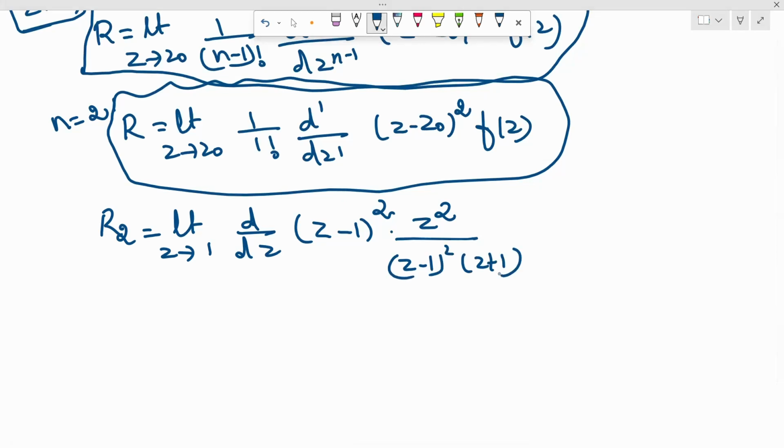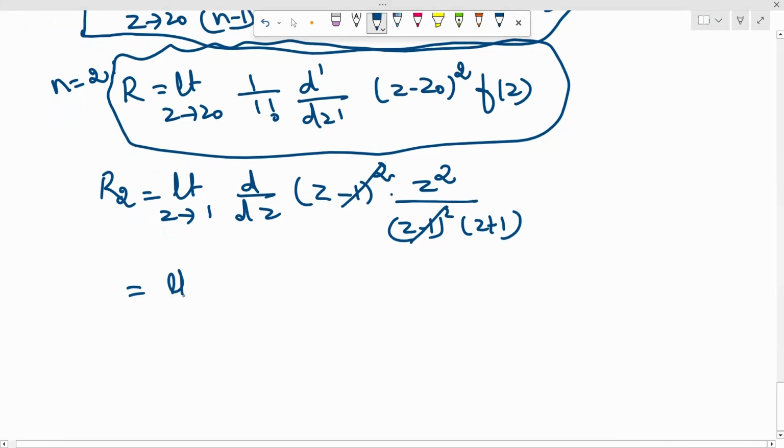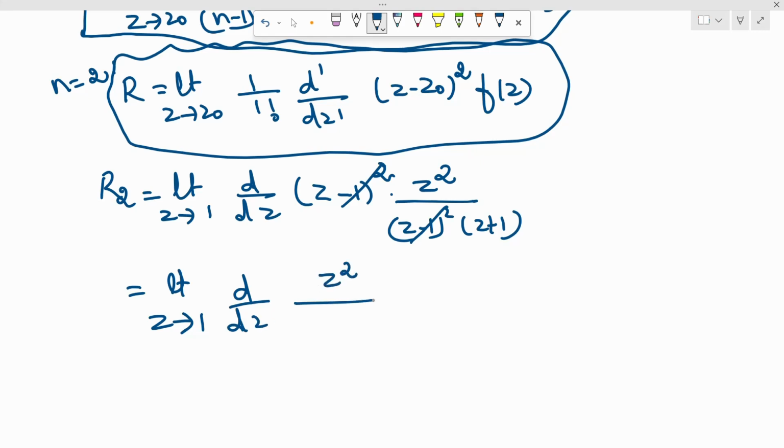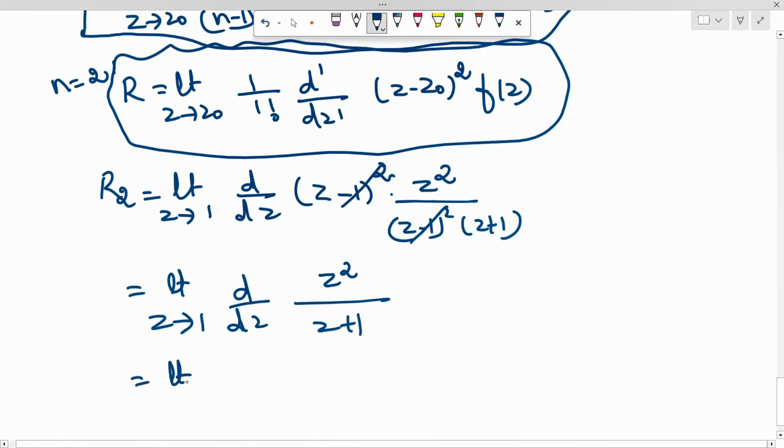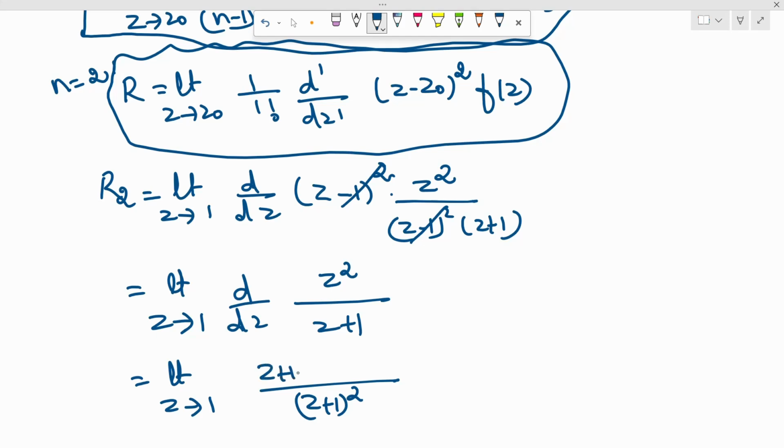Okay, now we can remove (z minus 1) whole square, these two terms, and then we get limit z tends to 1 of d by dz of z square by (z plus 1). Before we apply the limits, we have to differentiate this with respect to z. Apply the u by v rule, because z term is there in the numerator and also in the denominator.